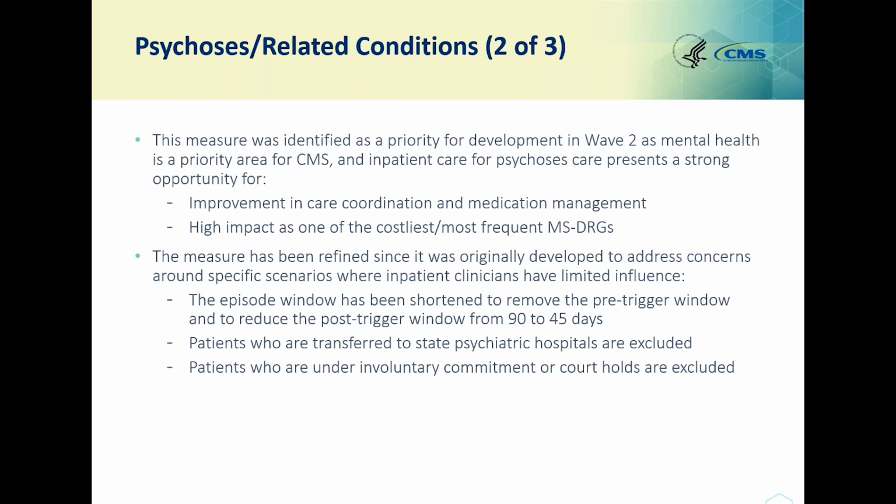The psychoses and related conditions measure was initially developed in 2018 during Wave 2 alongside 10 other episode-based measures. It was identified by the Neuropsychiatric Clinical Subcommittee as a priority because of the strong opportunity for improvement in care coordination and medication management. It's also one of the most frequent and costly MS-DRGs, representing a high impact area. Since 2018, we've made some refinements to the measure to address concerns around specific scenarios where inpatient clinicians have limited influence, while still preserving the measure intent of capturing this important aspect of inpatient mental health care.